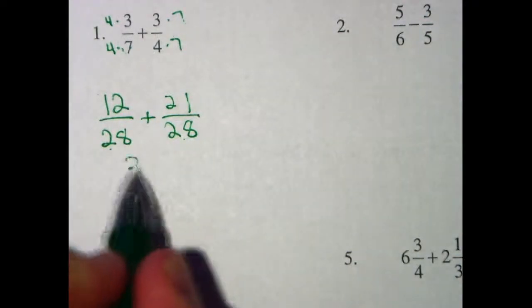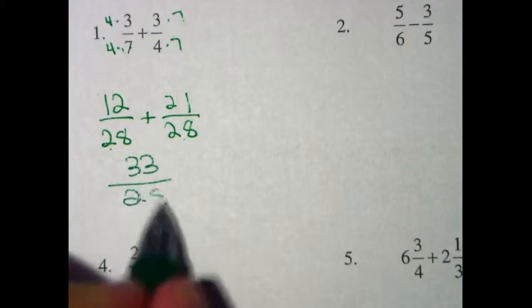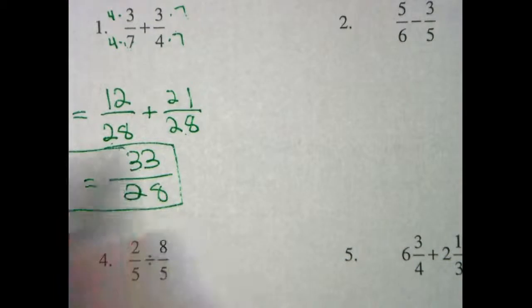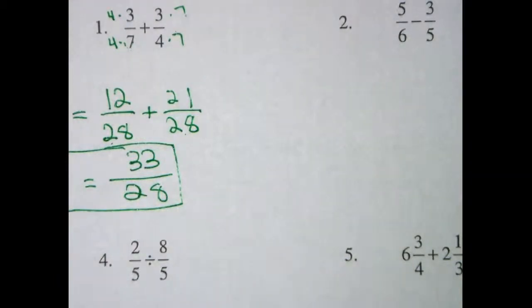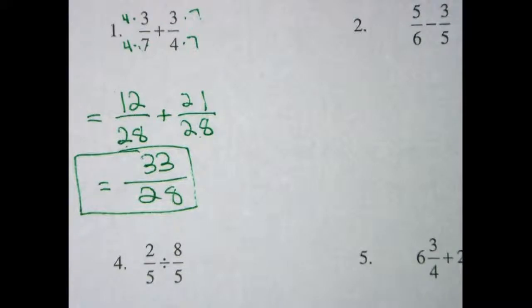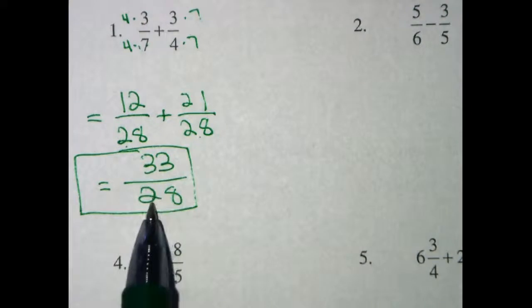Then you can add them up. 33 over 28. There we go. And subtraction is very similar, just subtract for that. Not too bad. That cannot be simplified. Yeah, this is 3 times 11, which none of those go into 28.